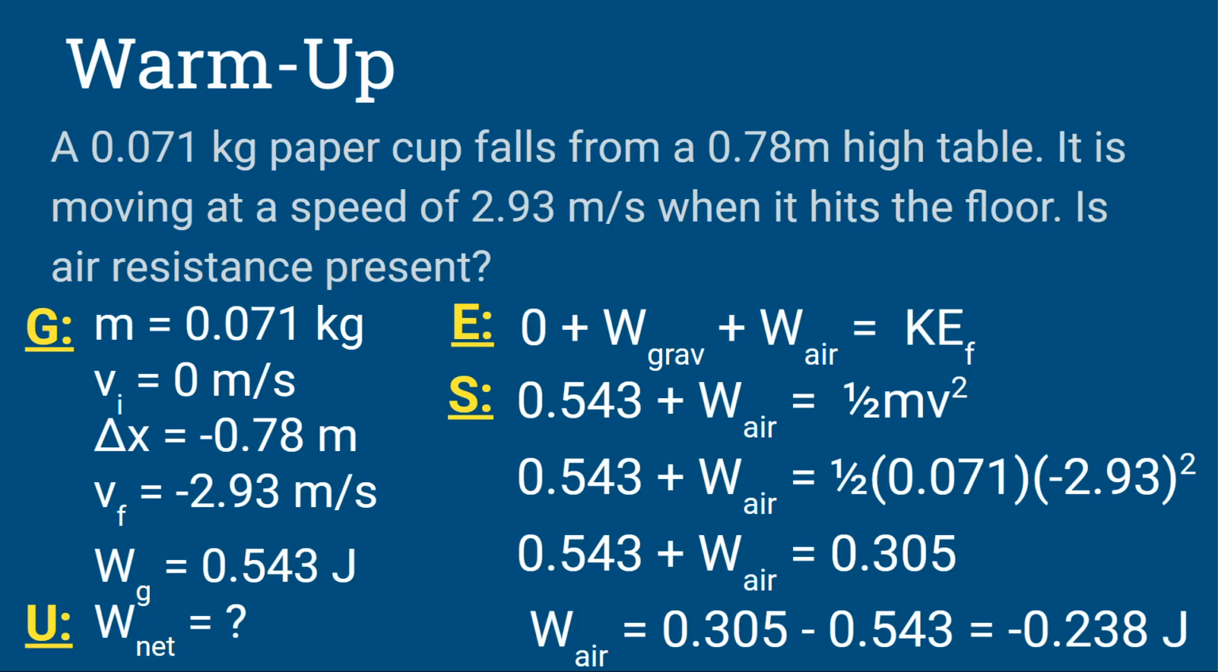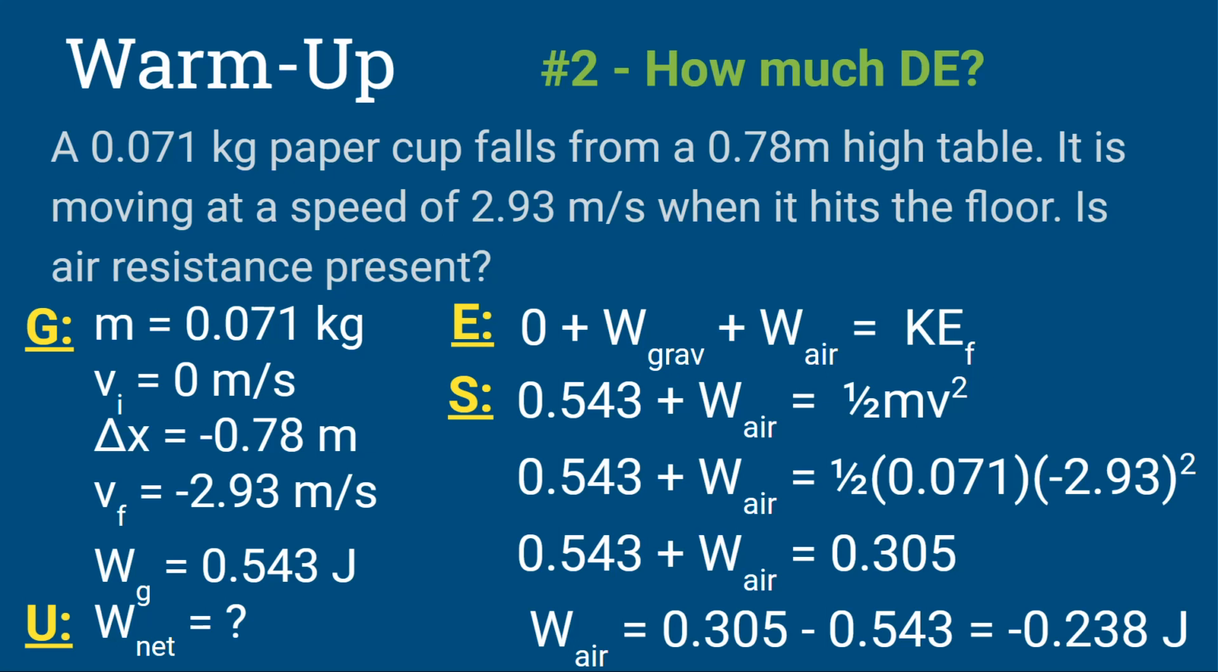Okay, so the cup should be moving faster than it is, at the point that air resistance is working against it. It's slowing it down. So our answer to the first question, is air resistance present, is yes. We just determined that there is air resistance doing work. We even have a number, which is the second question: how much energy is dissipated due to air resistance?